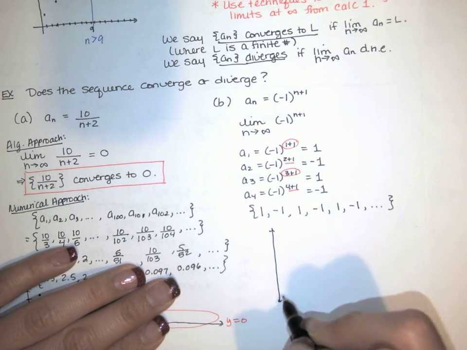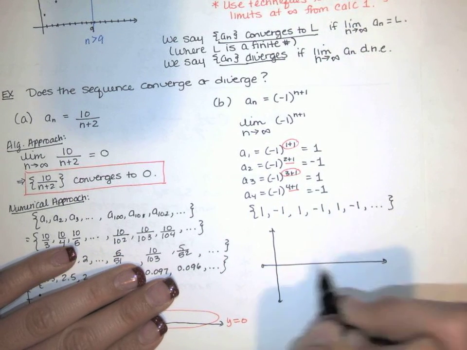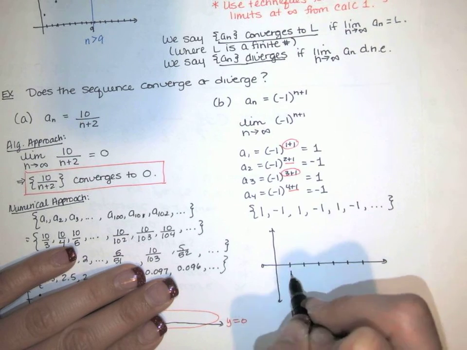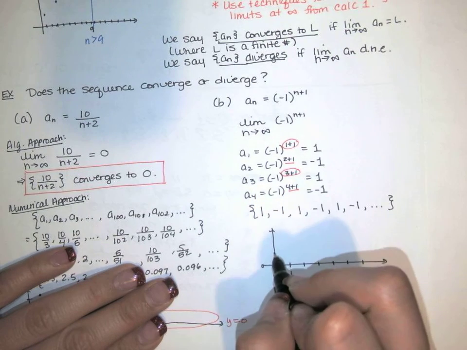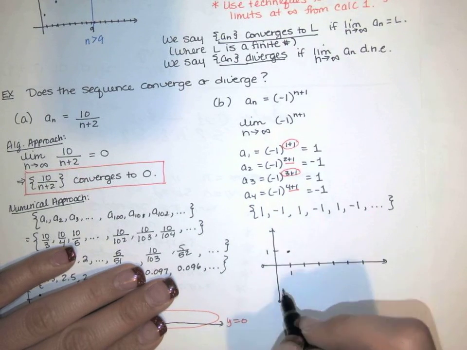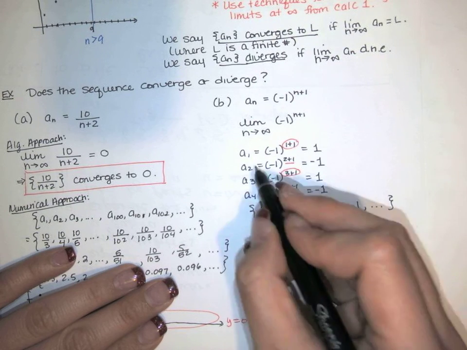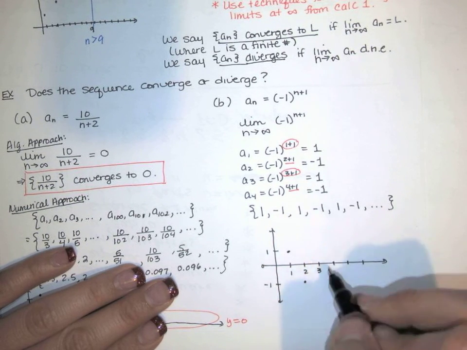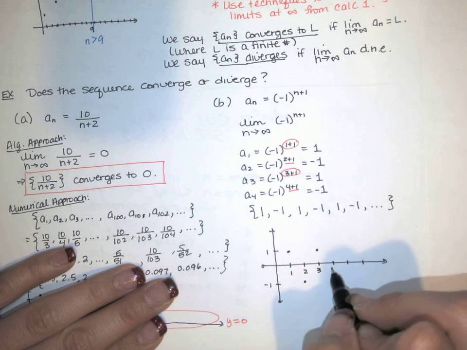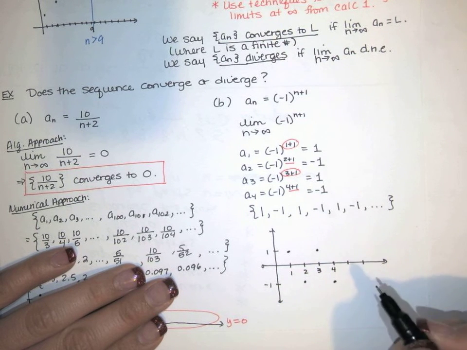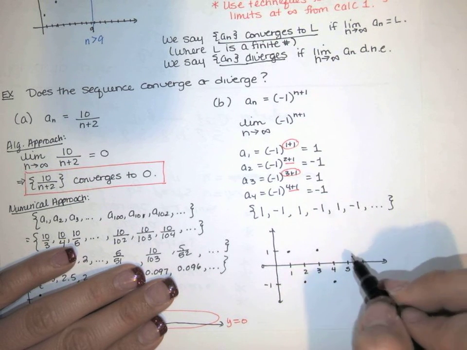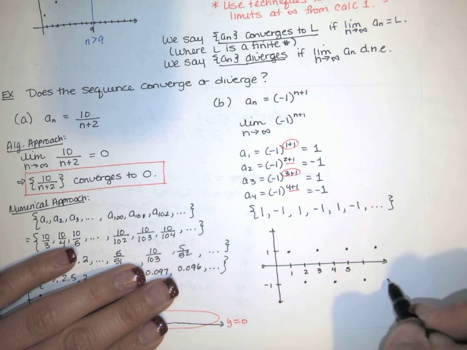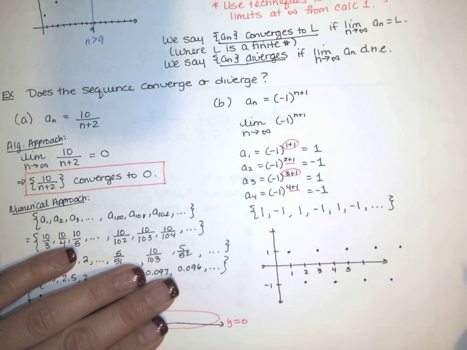And then if I sketch it, when n equals 1, y equals 1. When n equals 2, y equals -1. When n equals 3, y equals 1. When n equals 4, y equals negative 1. N equals 5, 1, then negative 1, then 1, then negative 1, and it continues.